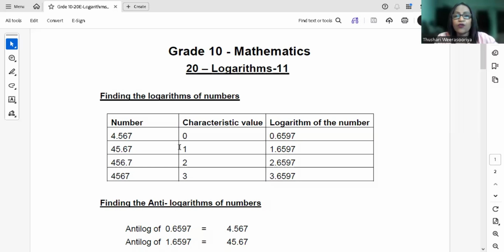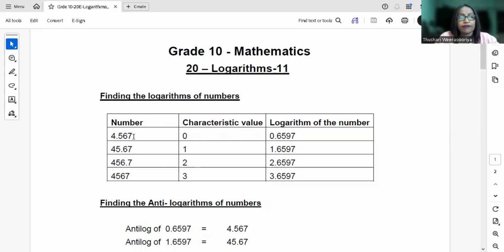Now we'll see how to find the log values of numbers. The logarithm lesson is used to multiply and divide huge numbers and very small numbers. So that's why we learn the logarithm lesson, right? Now look at this number. Before we find the logarithm, you must know this.